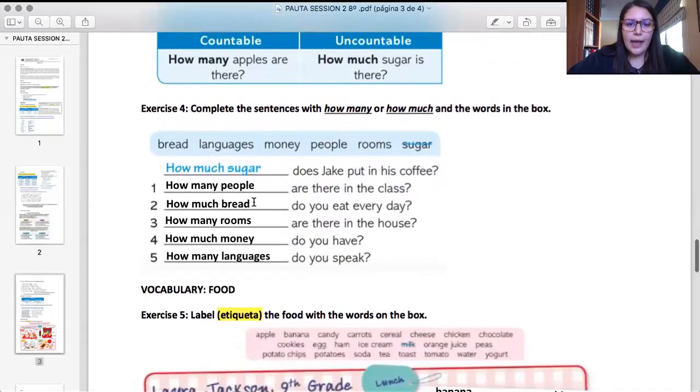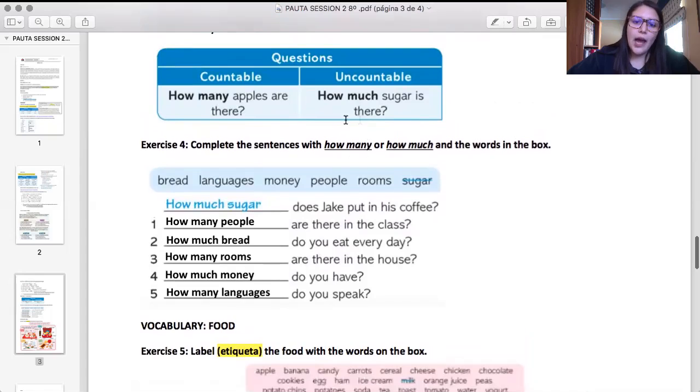Let's review this exercise. You had to complete with how many and how much and the words in the box. Example, how much sugar does Jake put in his coffee? Sugar is uncountable, so we use much. Number 1, how many people are there in the class? We're talking about people that we can count, so we use many.